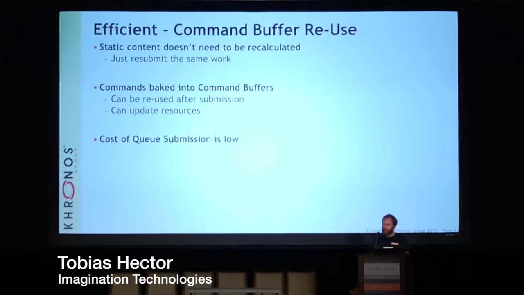And they're not completely static. You can't change any state in them, but any resources they reference, such as images or buffers, you can actually update those. So you might update a transformation matrix for your camera, or draw indirect buffers even, which gives you quite a lot of power. And key to all of this is that the actual cost of submitting those command buffers to the queue, the hardware queue, is actually very low.